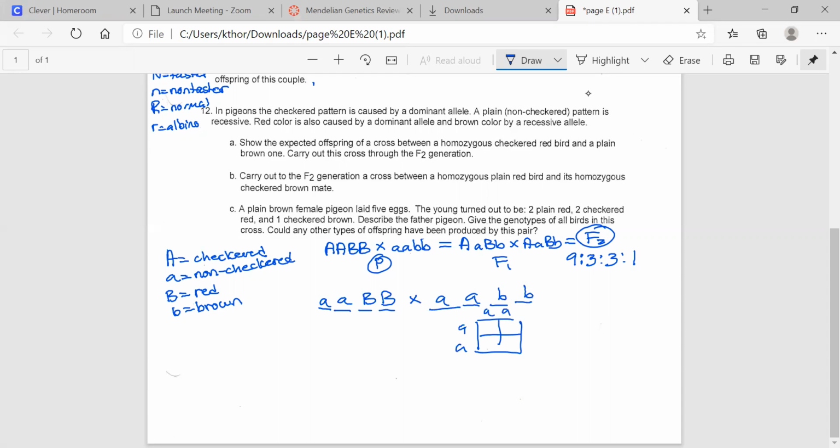So if we cross the pattern, it's going to be 100% plain or non-checkered. And if we carry out the cross for color, it's going to be 100% heterozygous, which is going to be red.